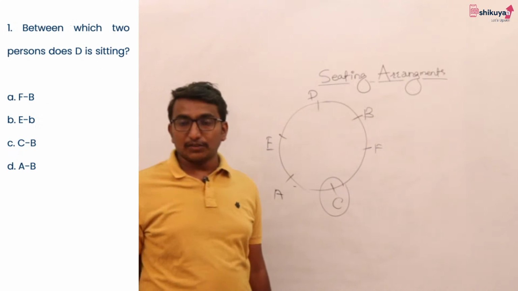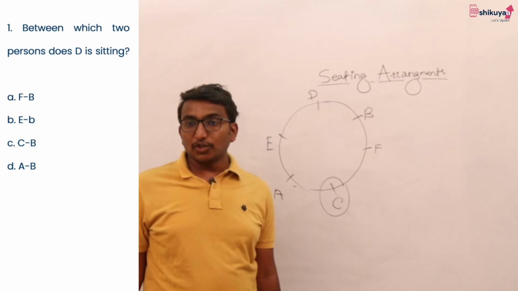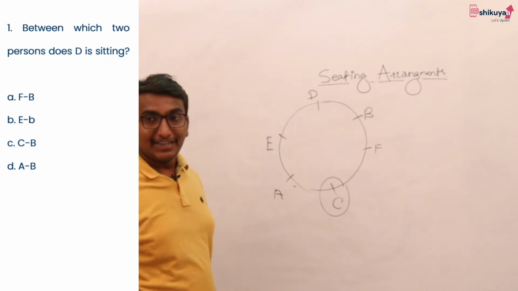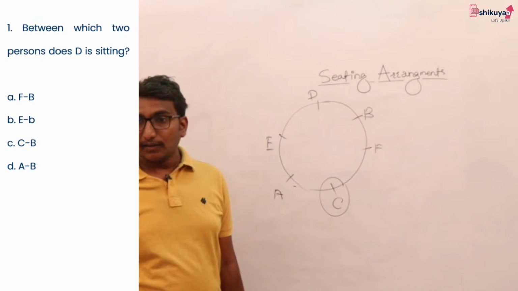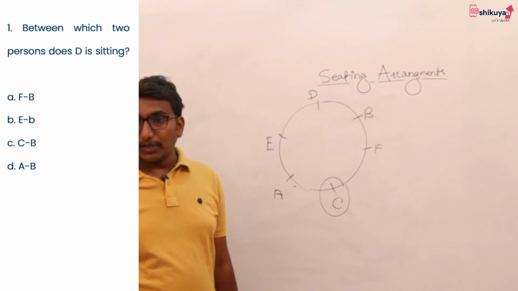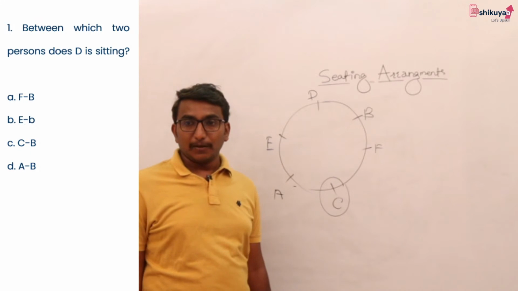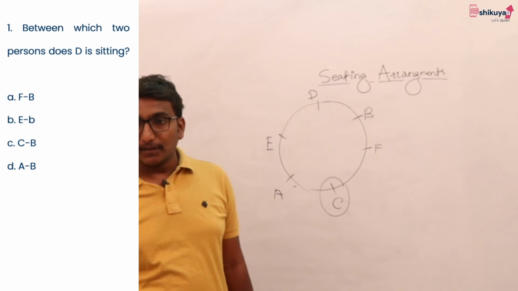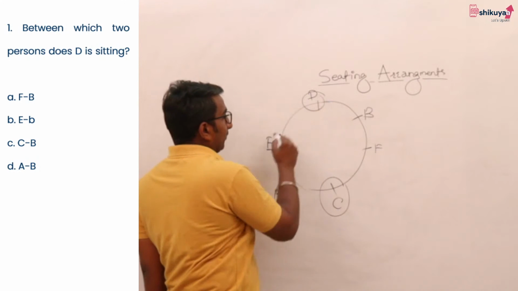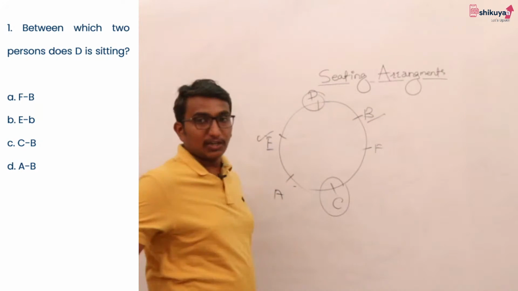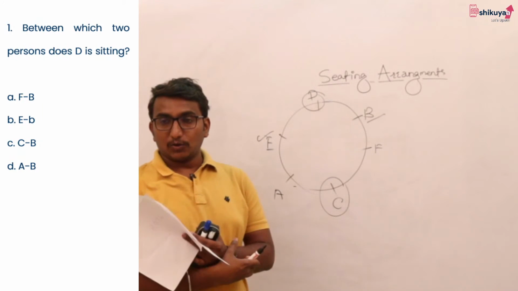What is the first question? Between which two persons is D sitting? D is sitting between B and E, which is given in option B, right? Between which two persons is D sitting? D is sitting between B and E. Your answer is option B. Go to the next one.